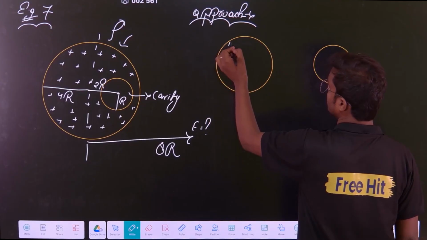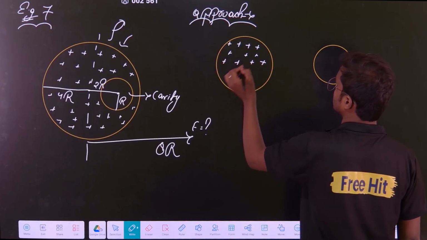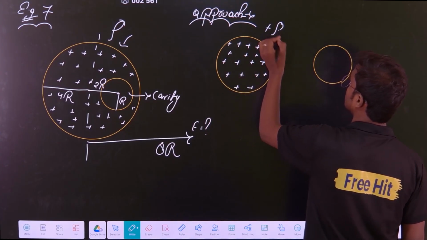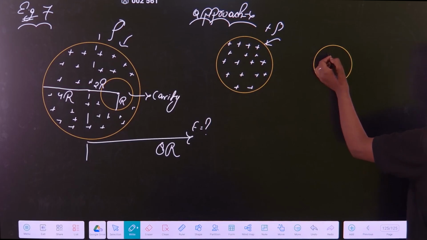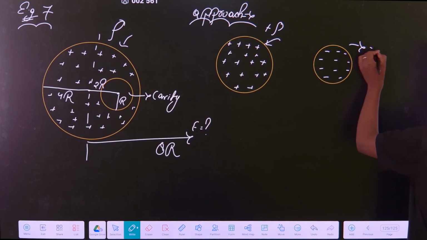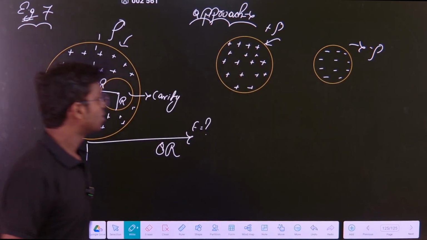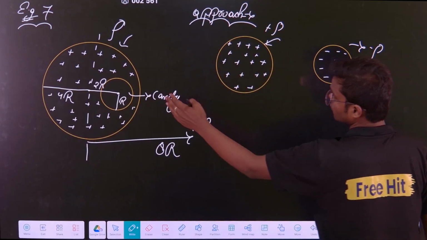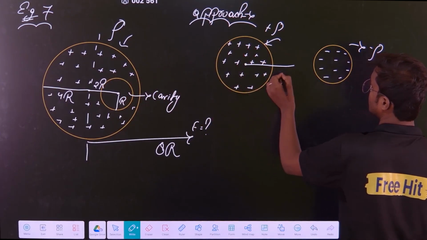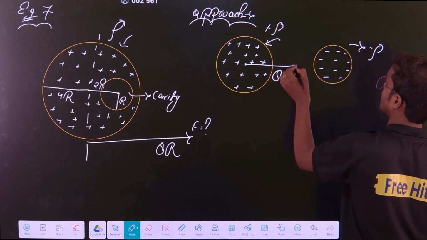The bigger sphere, take this as plus rho. And this cavity, you take it with a minus sign, minus rho. So when you add this, you will get this thing. Correct or not? Now for this, just remove this cavity and analyze for this sphere. From the center at distance 8r, I have to calculate the electric field, correct?